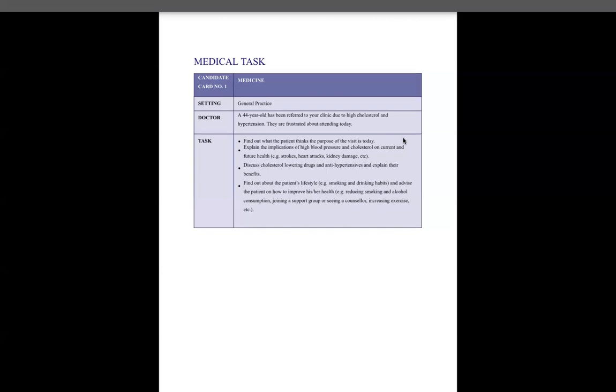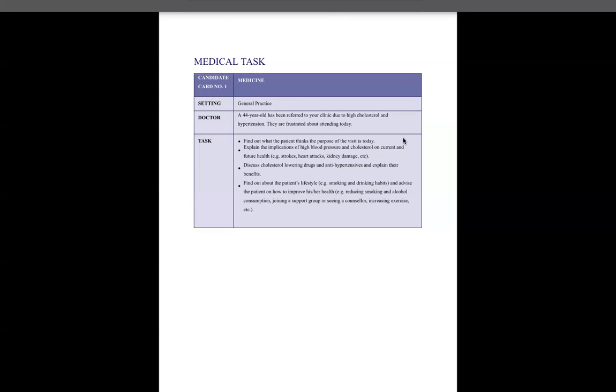And discuss cholesterol lowering drugs. This is also a good example. You can say any drug you want, because they're not checking your medical knowledge. I don't want to say take Panadol for cholesterol because I'm also a doctor, but you could say any type of drugs. That doesn't matter. They're not checking your medical knowledge.